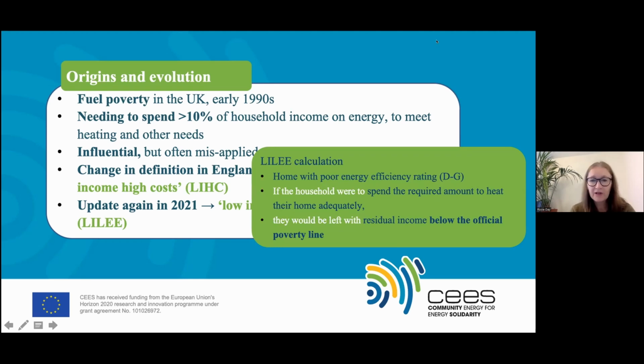So the definition that we use now is the low income and low energy efficiency definition. A household is in energy poverty if they live in a home with a poor energy efficiency rating, and once they've paid their energy bills they would be left with an income below the poverty line. So it really puts the emphasis more clearly on energy efficiency, or rather energy inefficient housing.